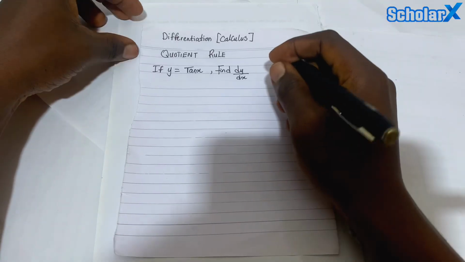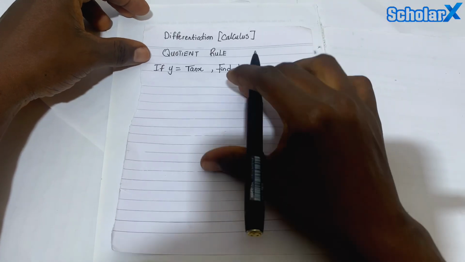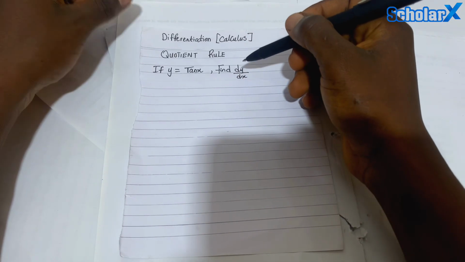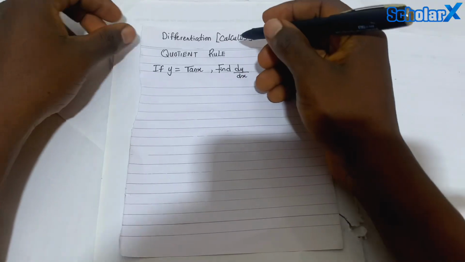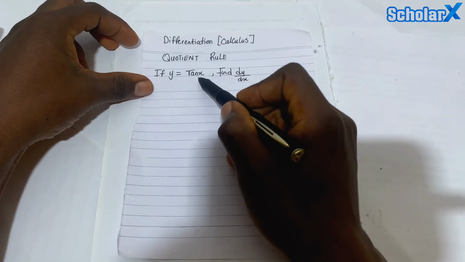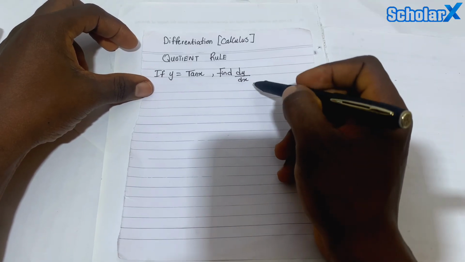All right, so we're looking at quotient rule. Let's see how we can apply quotient rule, the method of differentiation, in differentiating functions. Now, we have: if y is equal to tan x, find dy/dx.